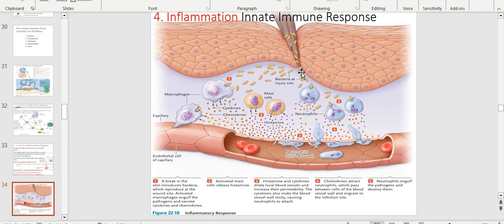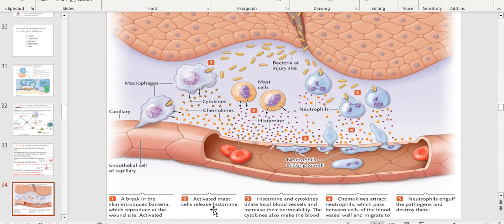Activated mast cells release the histamine. And you'll remember what histamine does. It opens up the blood vessels and allows other cells to creep through and get through. You can see what's going on here. These neutrophils are sticking to the walls, and then they're able to move through and start doing their damage.